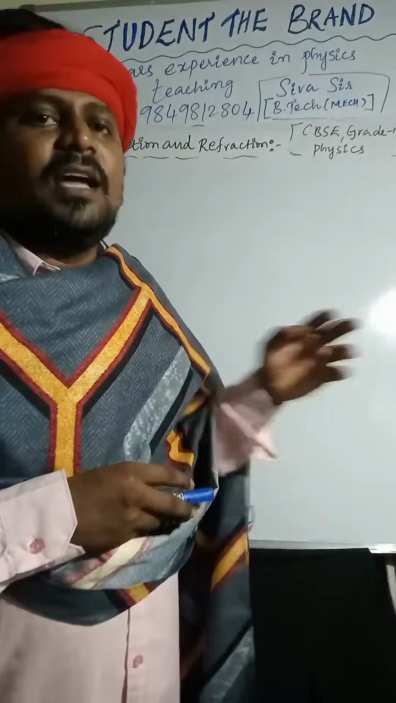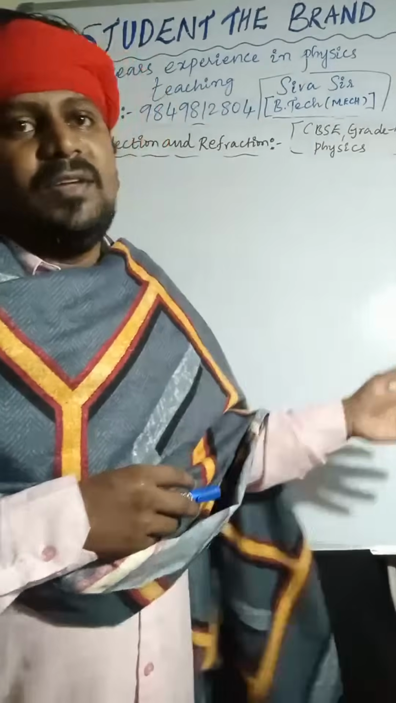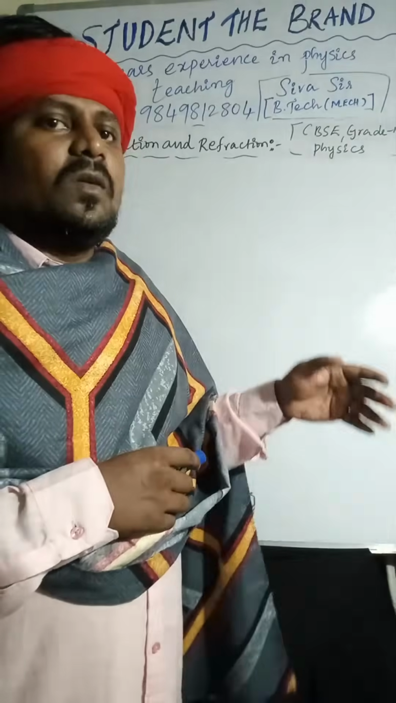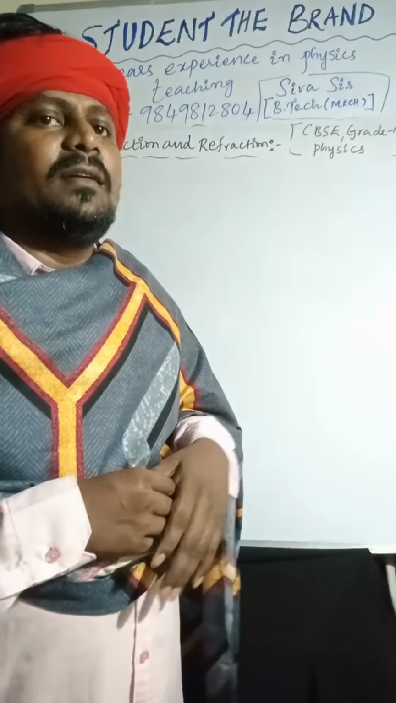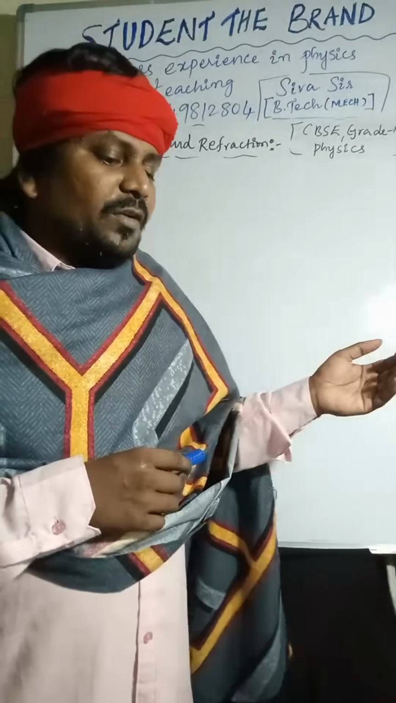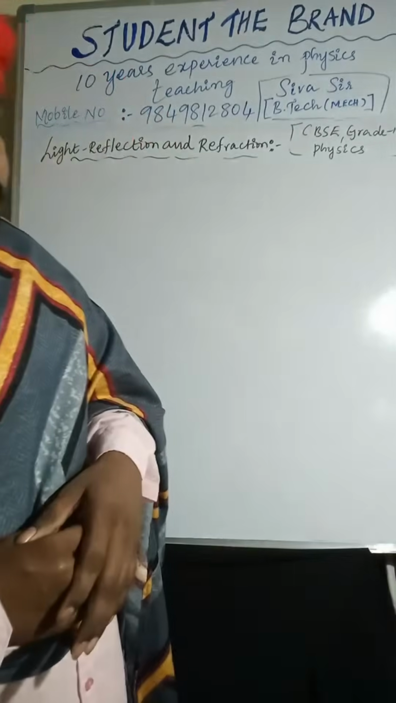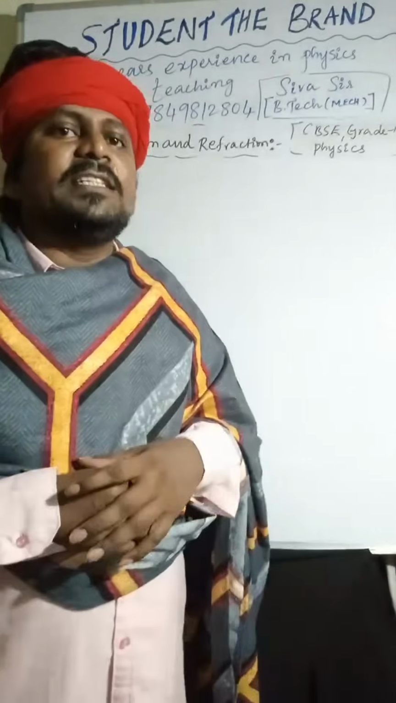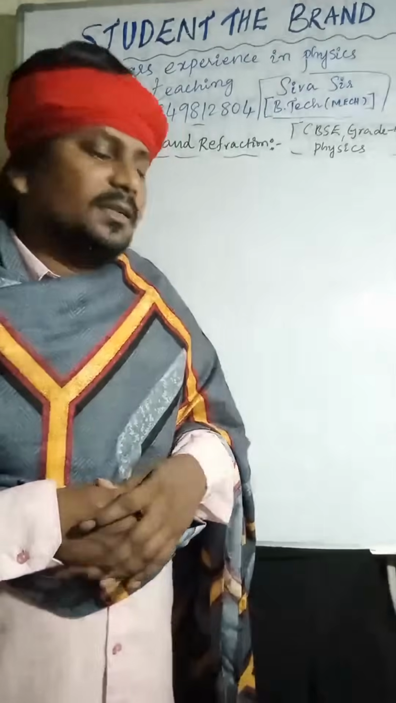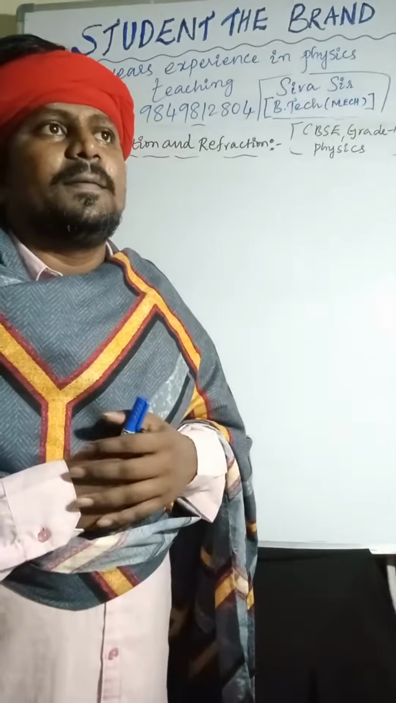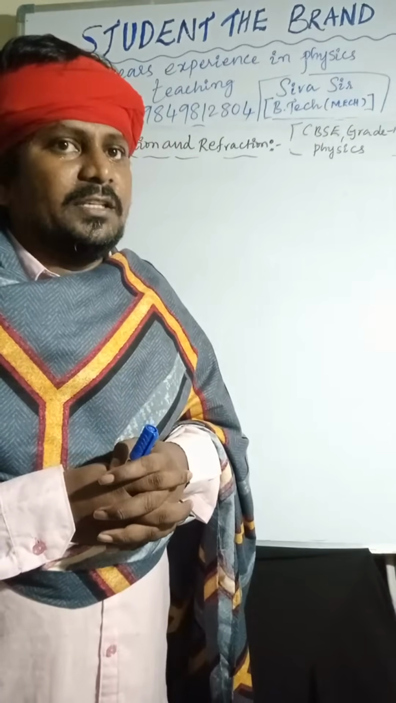Mirror formula: 1 by f equals 1 by u plus 1 by v. Magnification equals height of the image by height of the object. So this is about sign conventions.